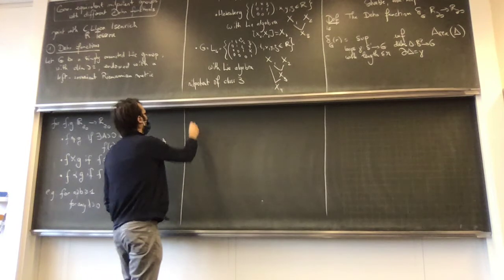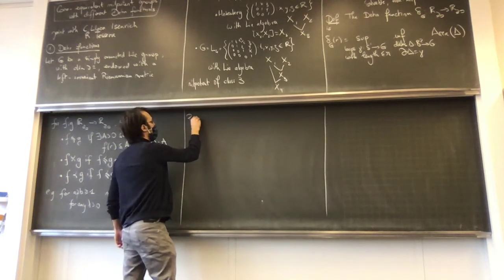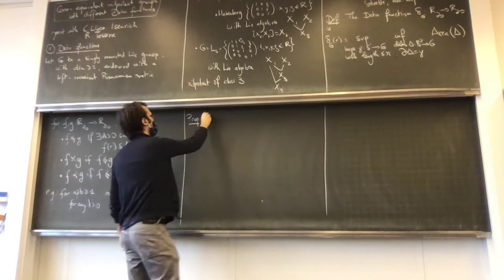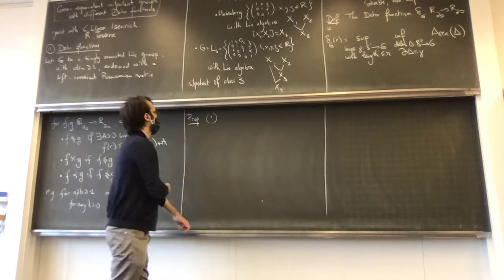Okay, so now the property. I will state two properties actually. So one is the quasi-isometry invariance.